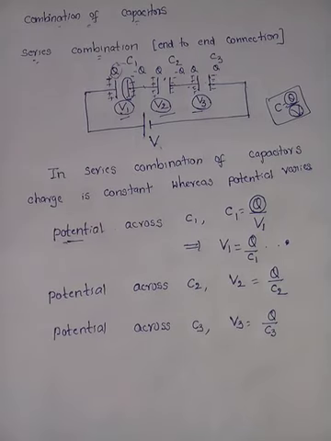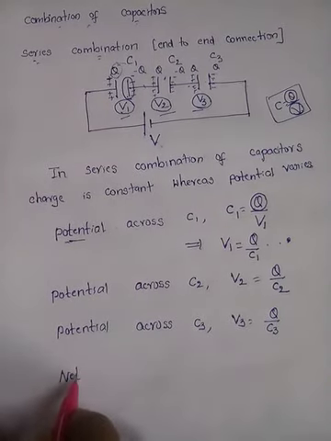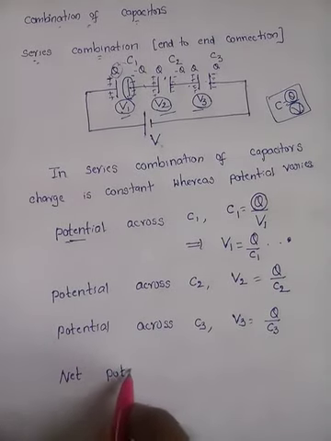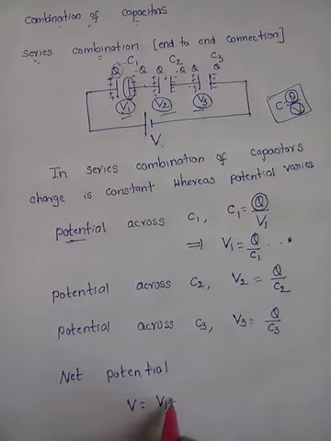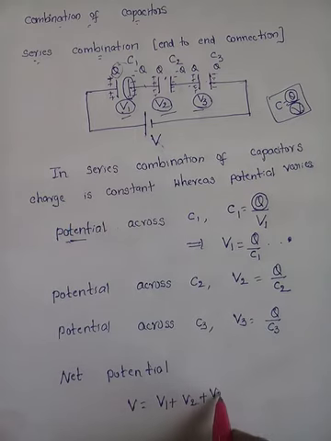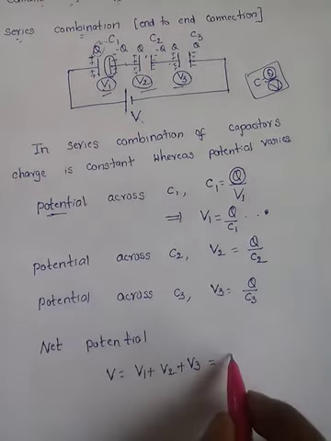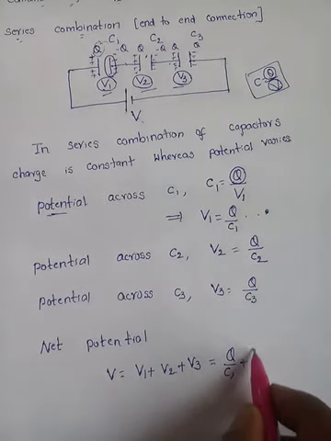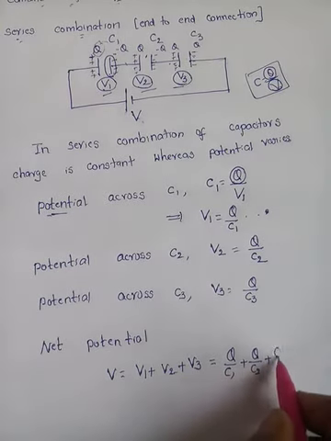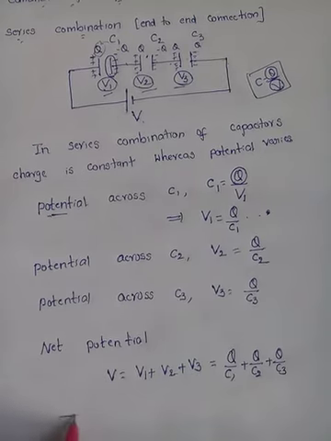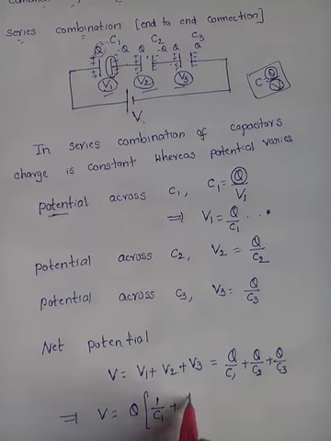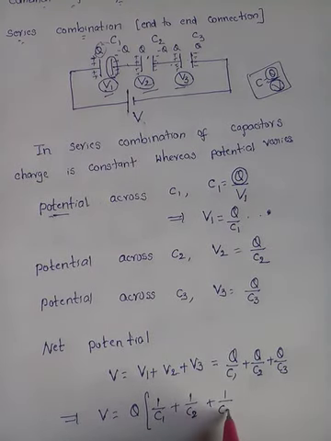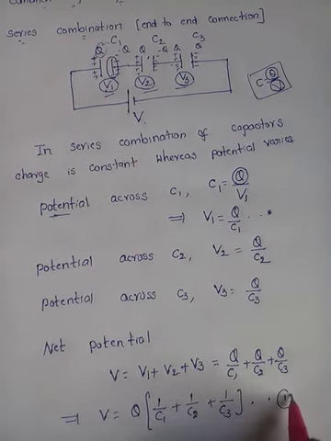Now, is potential scalar or vector? Scalar. So total potential is the algebraic sum. The net potential V is equal to V1 plus V2 plus V3, which is Q by C1 plus Q by C2 plus Q by C3. What is the common thing? Q. V is equal to Q into 1 by C1 plus 1 by C2 plus 1 by C3. This is equation 1.